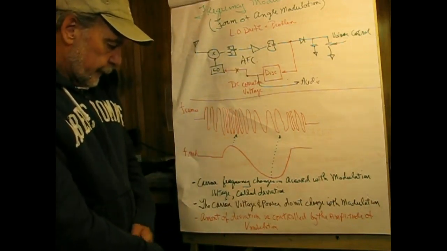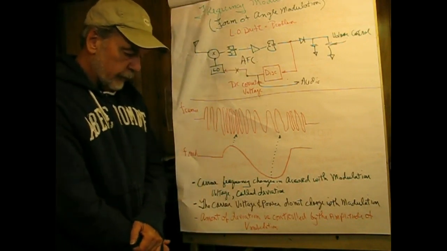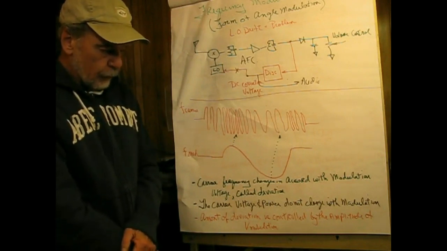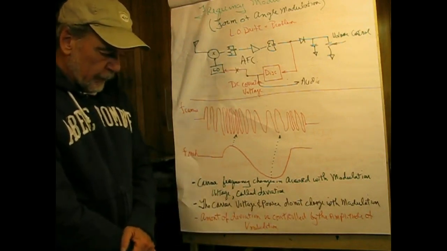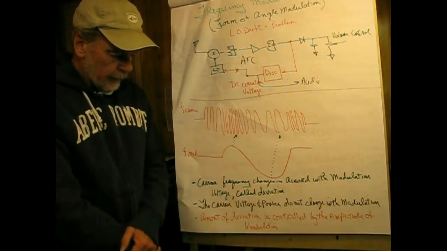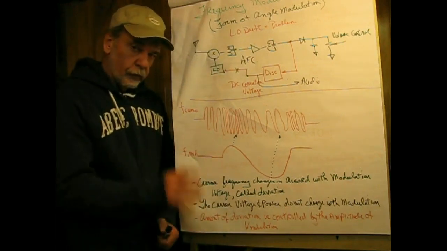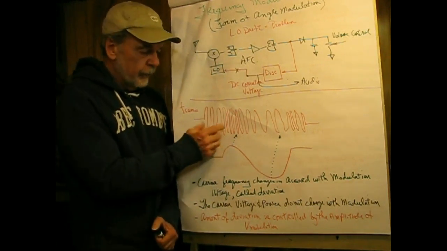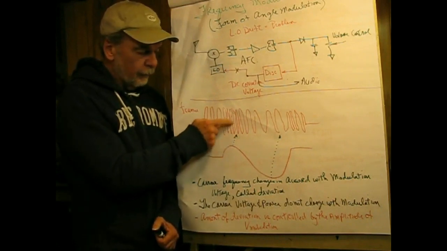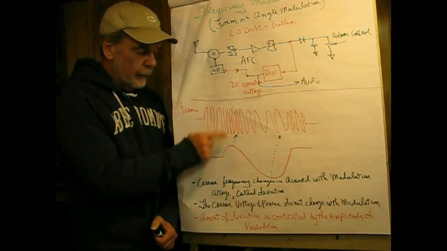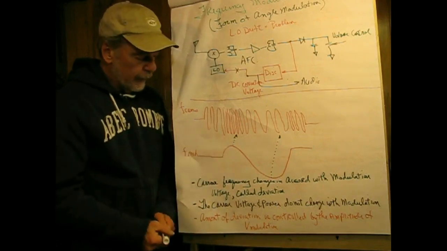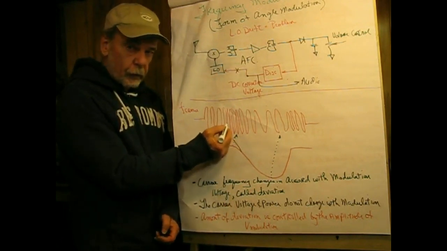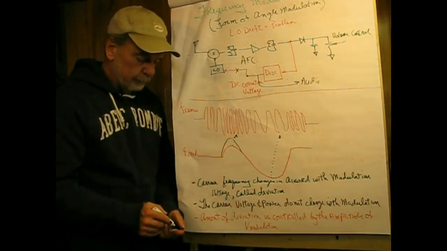So, let's see here. Carrier frequency changes in accord with the modulating voltage, and that's called deviation. The carrier voltage and power do not change with modulation, very important. And the amount of deviation is controlled by the amplitude of the modulating voltage. So, if the amplitude of the modulating voltage became higher, then the deviation would increase, meaning that the frequency of this part would be higher than it is here. So if I had a modulating voltage, say, that looked like this, the deviation frequency here would be higher than it is at that point.